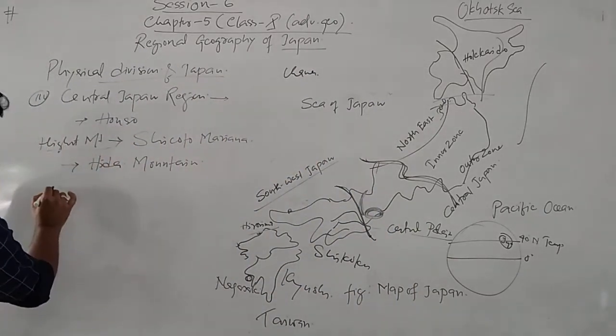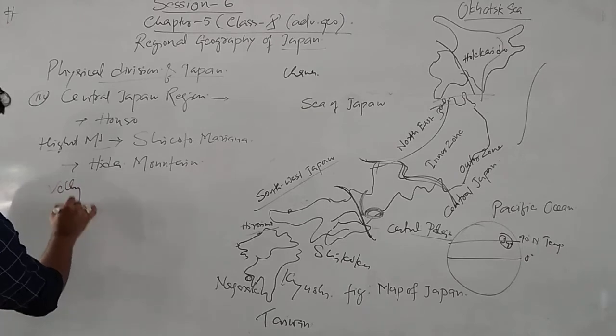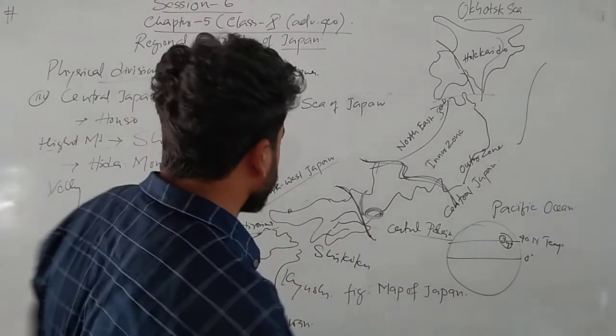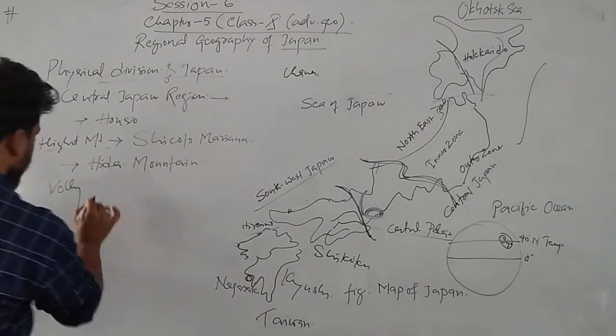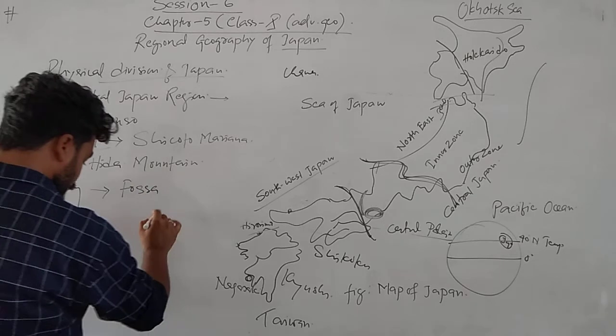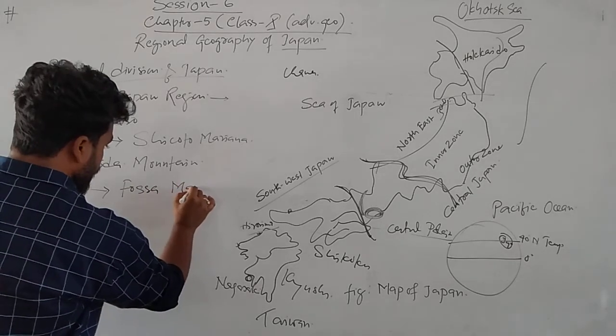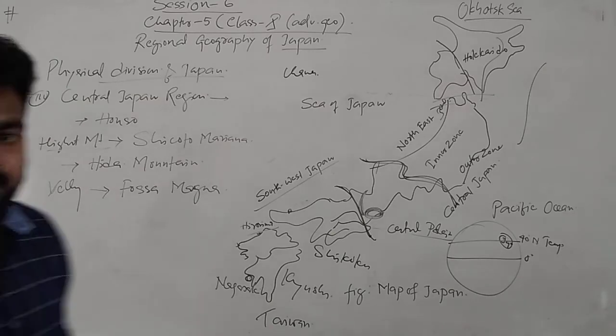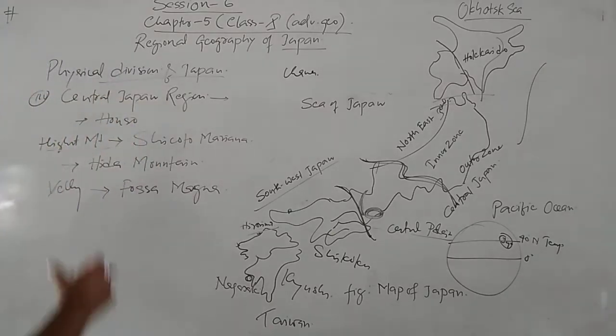Again, here one important valley is there. This question usually comes in the exam. What is the name of the valley in the Central Plain region? One plain is there, that is called the Fossa Magna. So Fossa Magna is the important valley of Japan. This is the valley region.